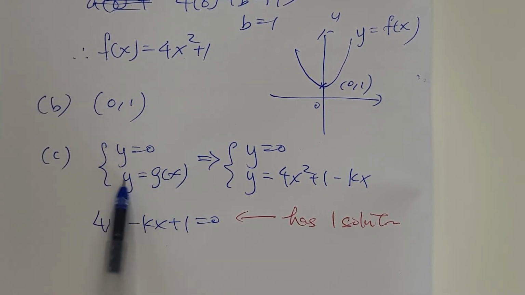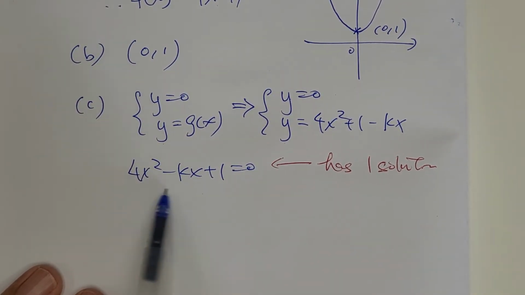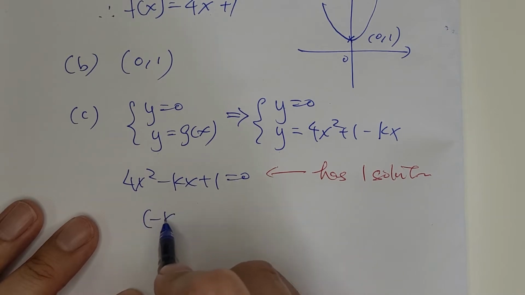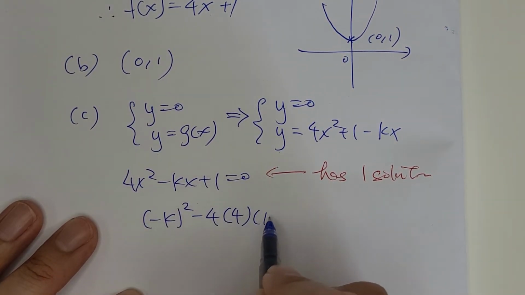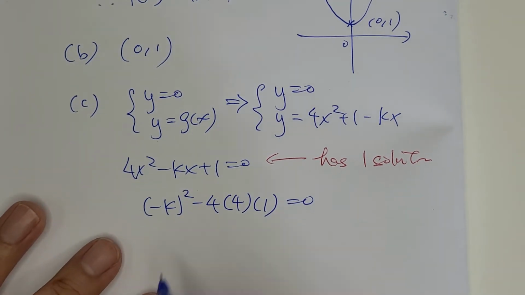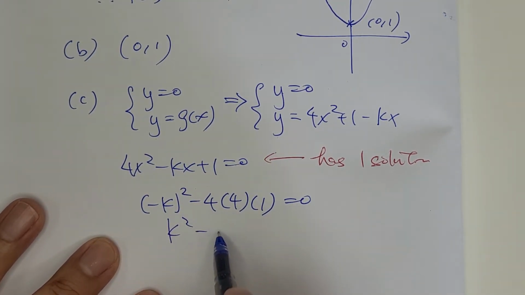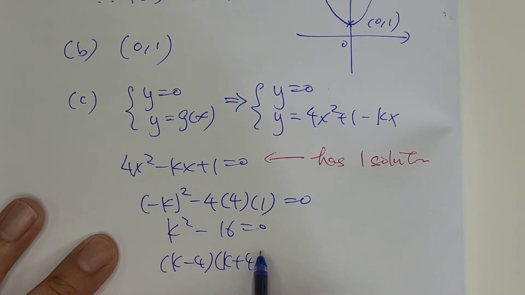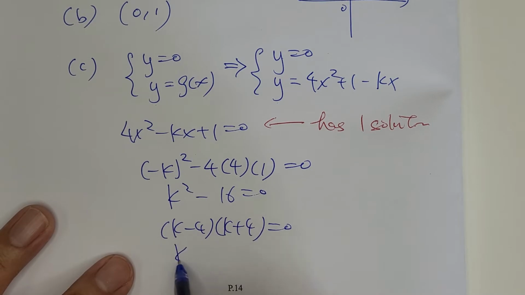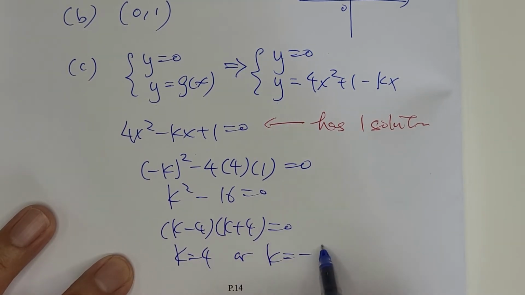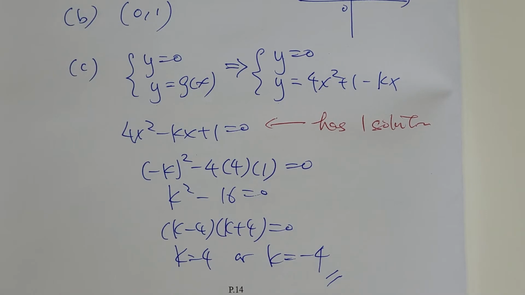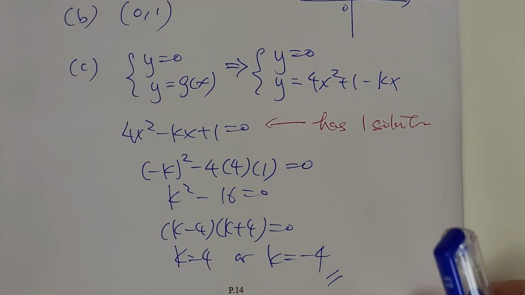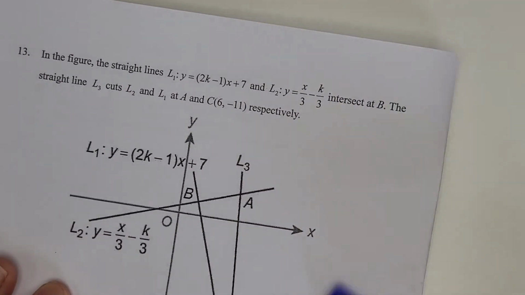That means this system of equations just has one solution. And that means this equation has only one solution. Therefore, the discriminant would equal 0. And then you can solve this by yourself. Quite straightforward. And then k equals positive 4 or k equals negative 4. Finished. So that's part C, and finish question number 12. And then go to question number 13.